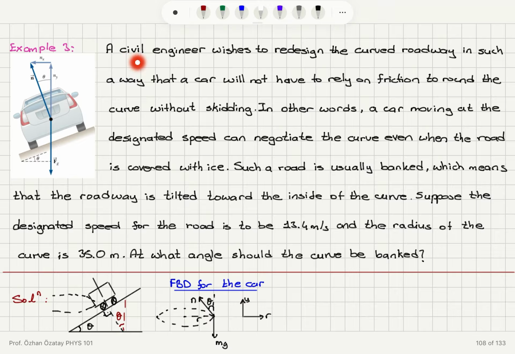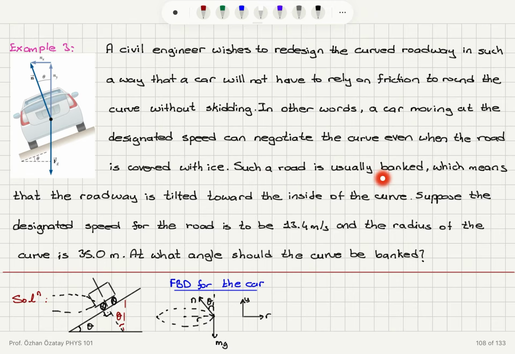Okay, so let's have a modification on this problem. A civil engineer wishes to redesign the curved roadway in such a way that a car will not have to rely on friction to round the curve without skidding. In other words, a car moving at the designated speed can negotiate the curve even when the road is covered with ice. So when the road is covered with ice, friction will be zero.